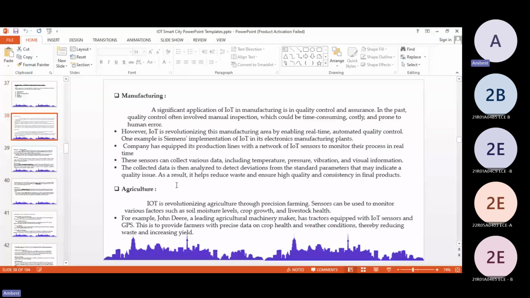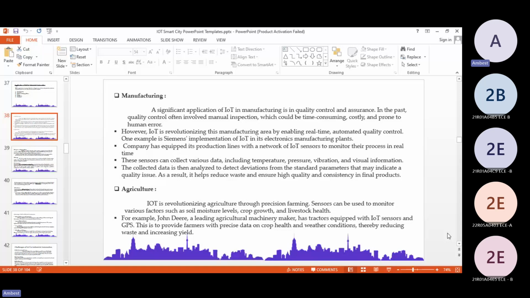So coming to the next thing, which is agriculture. The next thing was IoT, agriculture automation and IoT. So IoT is evolving agriculture through precision farming. The sensors can be used to monitor various factors such as soil moisture levels, crop growth, and livestock health, etc.